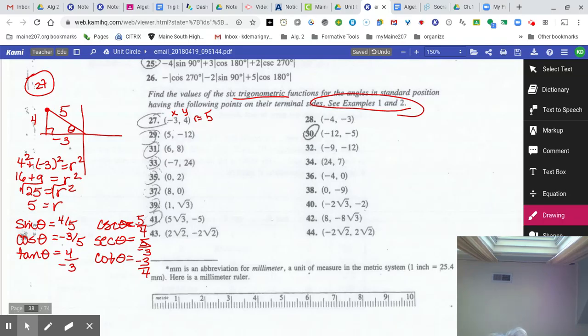Now, this is too good of a teaching moment to not say this, so sorry. Bear with me one more minute.